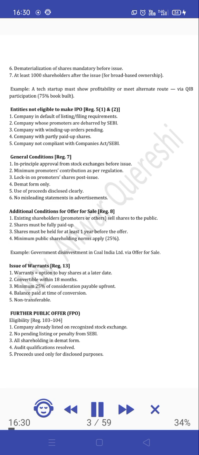Entities not eligible to make IPO, Reg. 5.1 and 5.2. 1. Company in default of listing filing requirements. 2. Company whose promoters are debarred by SEBI. 3. Company with winding up orders pending. 4. Company with partly paid up shares. 5. Company not compliant with Companies Act or SEBI.